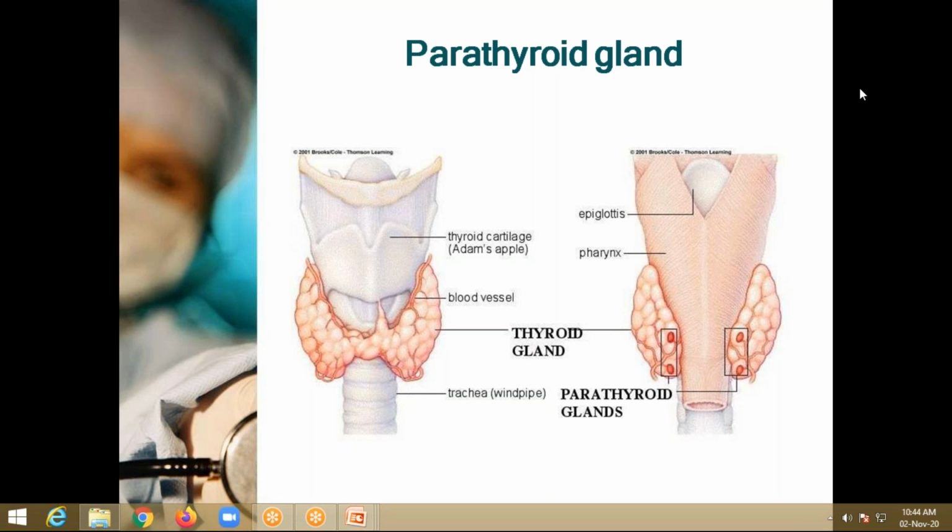Good morning, everyone. Today's class will be about parathyroid glands. These parathyroid glands are small, tiny glands weighing 30 to 40 mg, which are embedded behind the body of the thyroid gland. Okay, am I audible to everyone? Yes, sir. Okay, thank you.